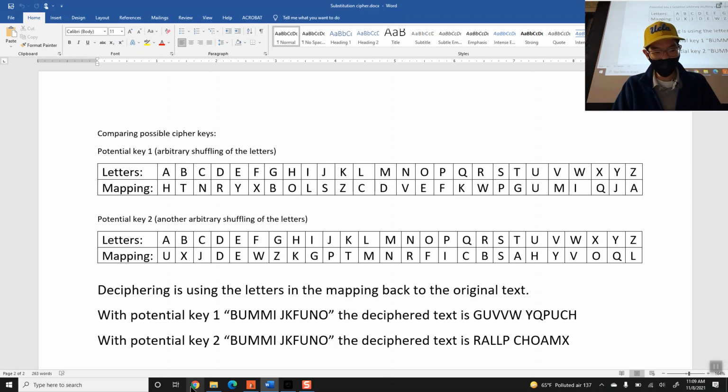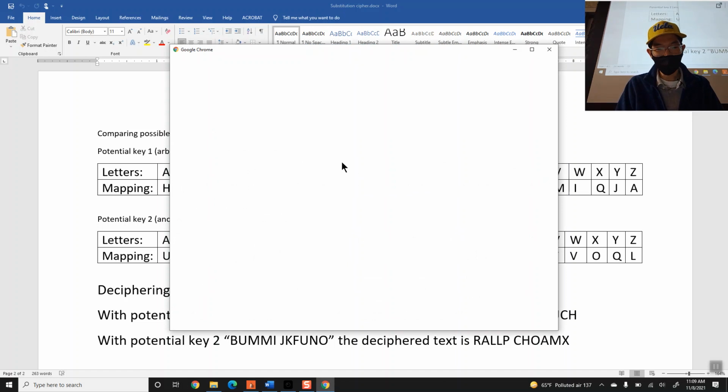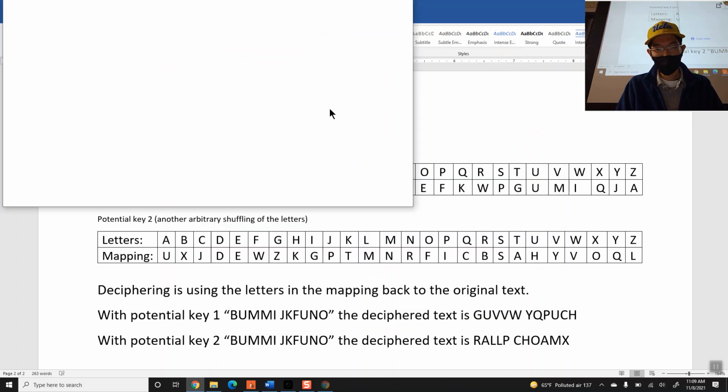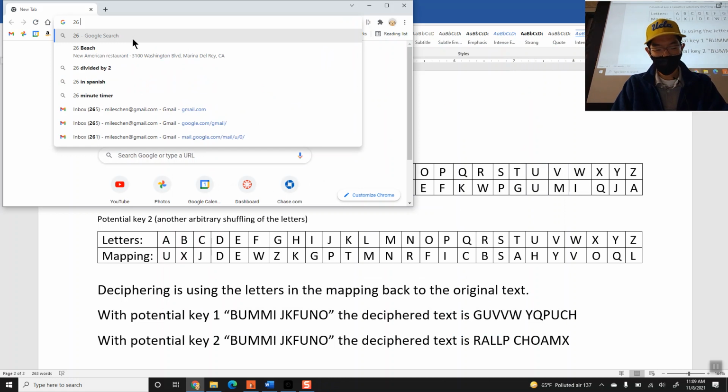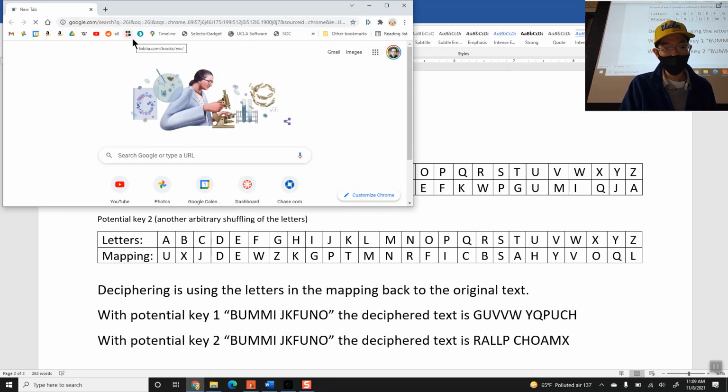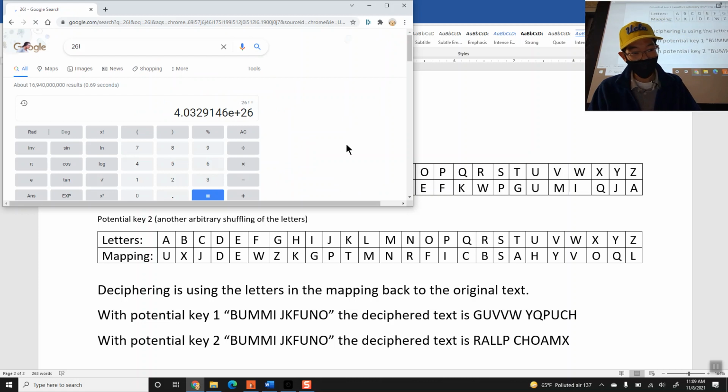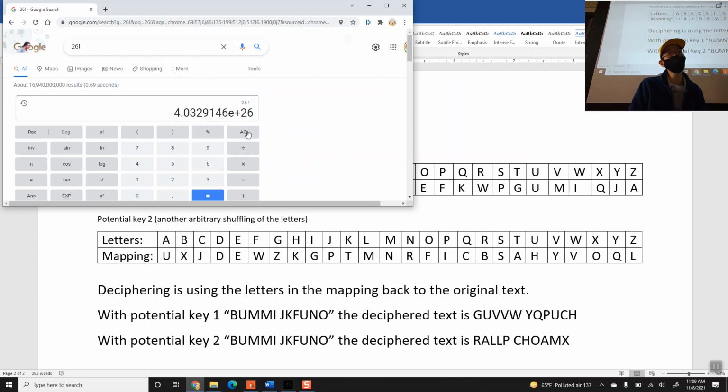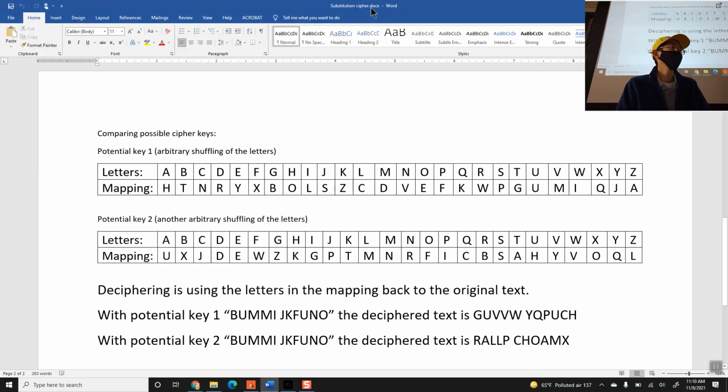And so 26 factorial, what is that? 26! is about 4 times 10 to the 26. And 10 to the 26, what is that? That's a trillion trillions, something like that. It's a lot. 4 times 10 to the 26 is just too many. So we don't want to have to try to do something like that.